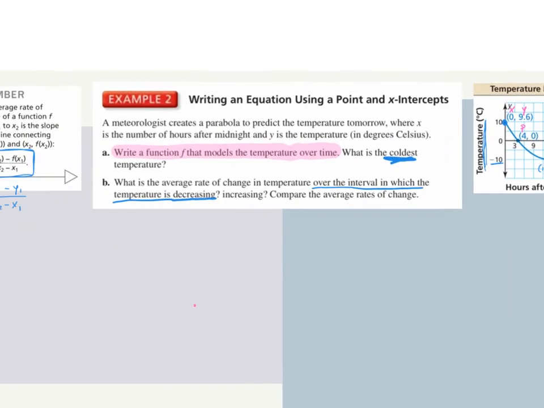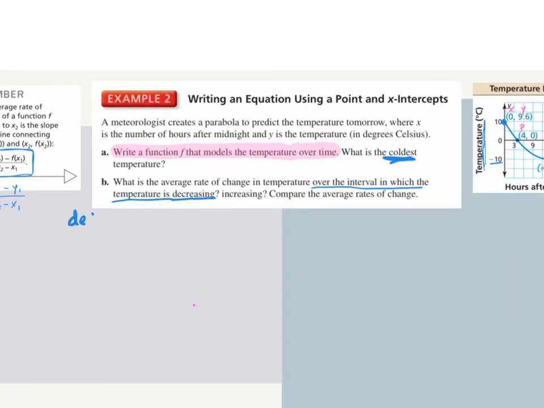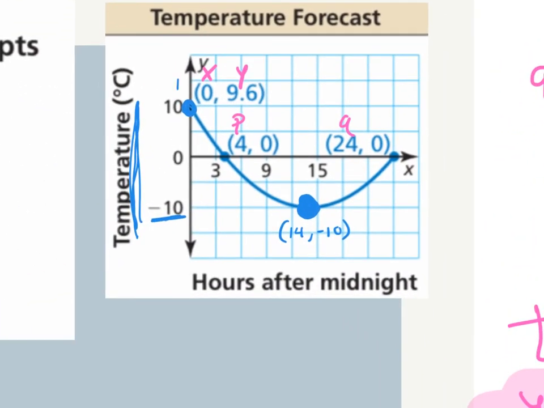So our 2 points for our rate of change are going to be 0, 9.6, and 14, negative 10. We need to find the average rate of change between these 2 points. Why those two? Because it asks us over the interval in which the temperature is decreasing. The temperature decreases from here to here. So that's why we use these 2 points.